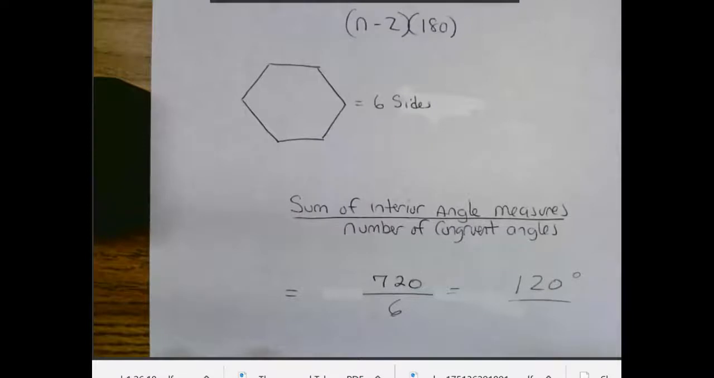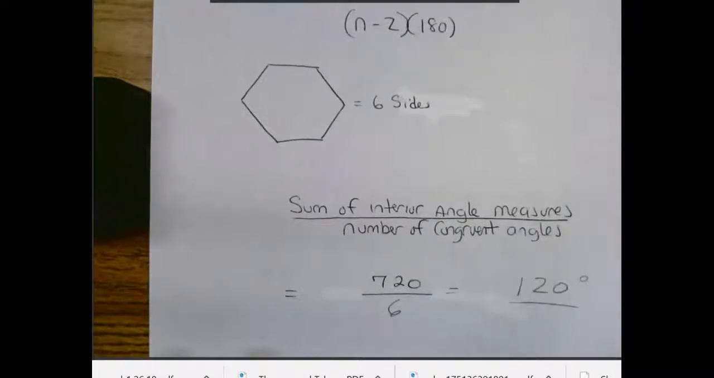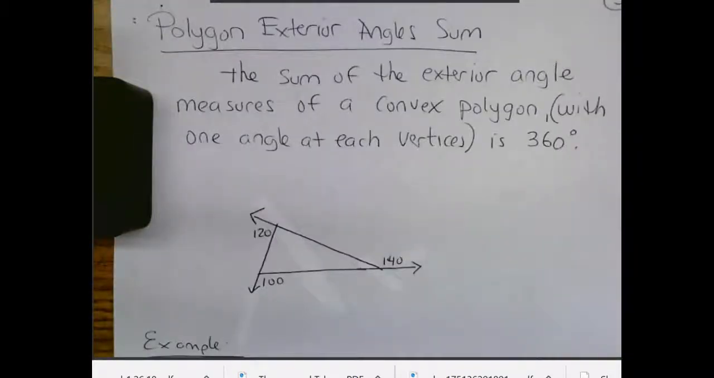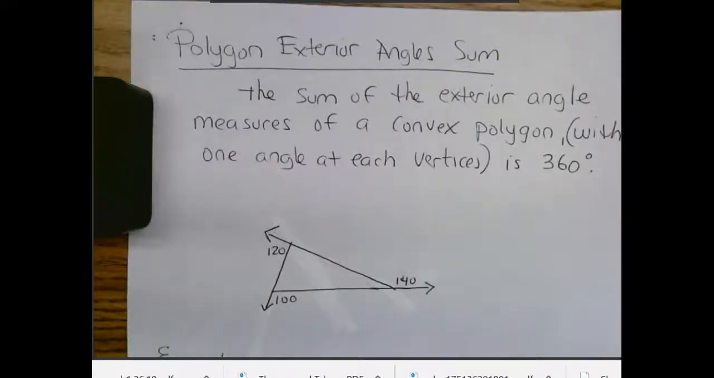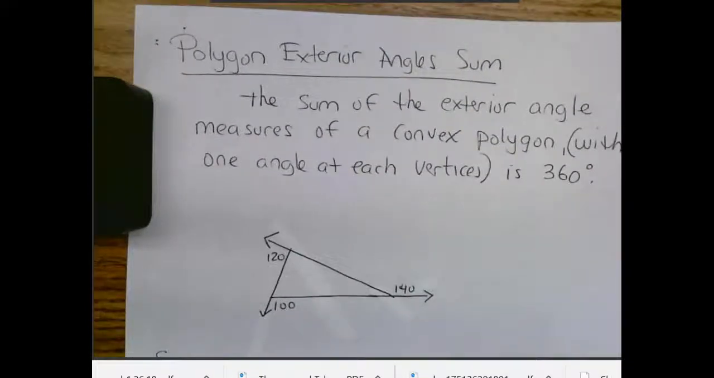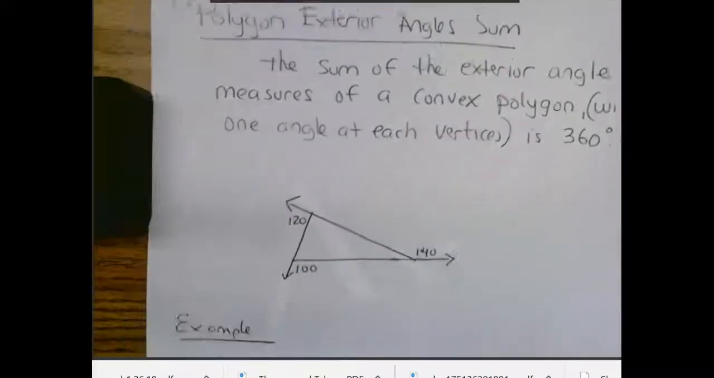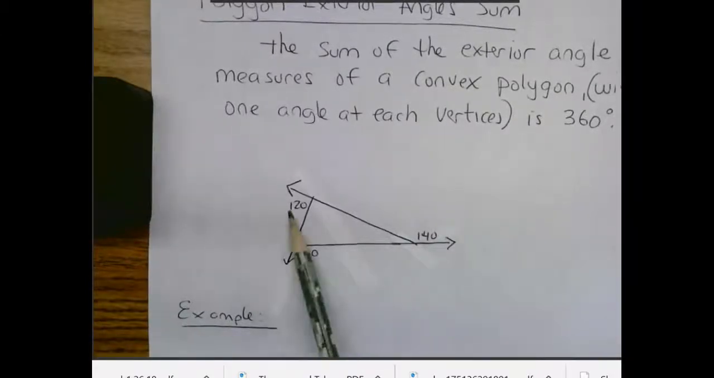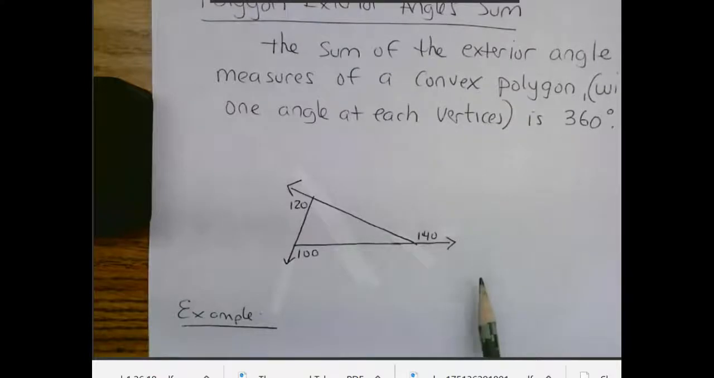So we divide by 6, and we would get 120 degrees each angle. Okay, that's kind of how you can use the formula to figure out what an angle would be if all sides are equal. And we have one more theorem here, the polygon exterior angle sum. What this theorem says is the sum of the exterior angle measures of a convex polygon, that's with one angle at each vertex, is 360 degrees. Okay, so it doesn't matter what it is, like a triangle, whatever it is, if we add all those angles up, they're going to be equal to 360 degrees. So if we look here at this triangle, this exterior angle is 100, this one's 120, this one's 140. They're always going to be equal to 360 degrees.